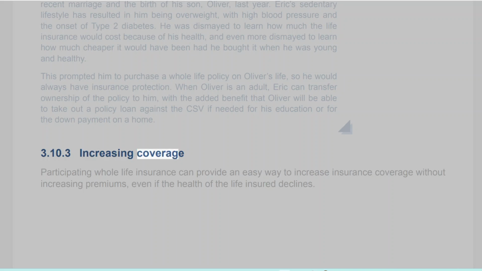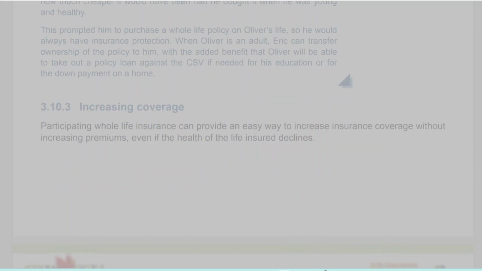3.10.3 Increasing coverage. Participating whole life insurance can provide an easy way to increase insurance coverage without increasing premiums, even if the health of the life insured declines.